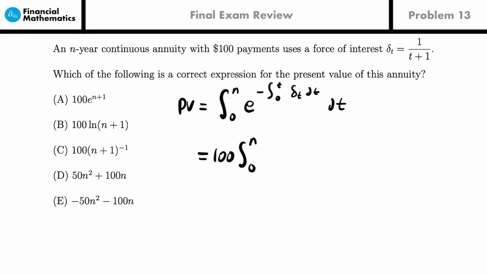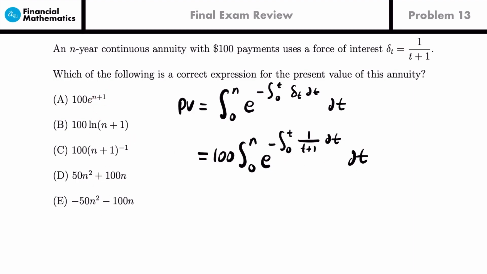And then inside the integral, we have e to the power of the negative integral from 0 to t. That doesn't change. That's always the same for present value. But then we're integrating the force of interest with respect to t, which is 1 divided by t plus 1. So we have 1 divided by t plus 1, and then we're multiplying by dt, and then dt again. Okay, so we have 2 integrals that we need to take care of here. We are going to need to integrate this in order to get to one of these answer choices.